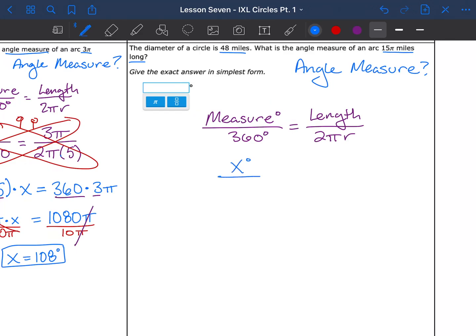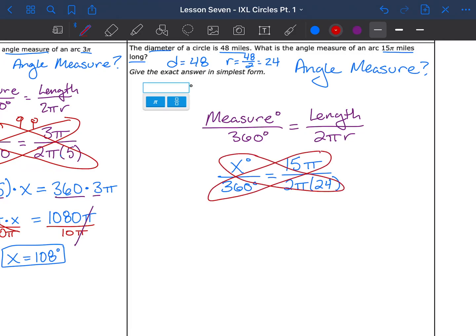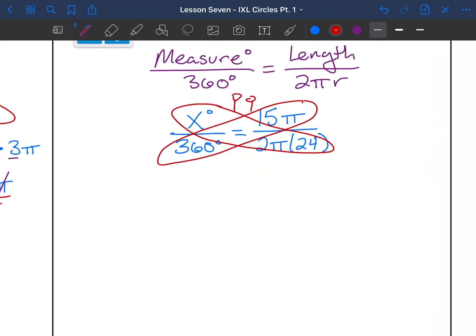So it's going to be x degrees over 360 degrees equals the length, that's 15 pi miles over 2 pi times the radius. What is the radius? I don't know. I got the diameter. I know the diameter is equal to 48. But I really just need to know, if I know the diameter, I can find the radius by just taking 48 diameter divided by 2, and cool, it's 24. So it's 24 miles. All right, at this point, cross multiply, and got a little butterfly.